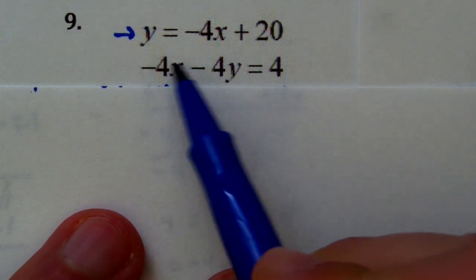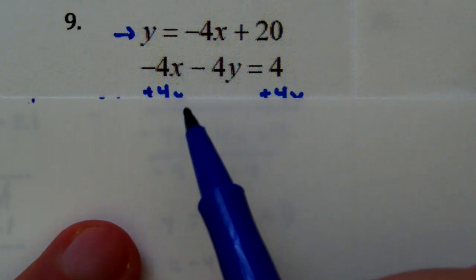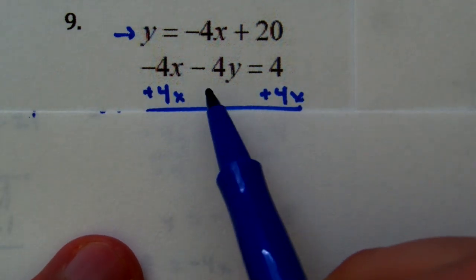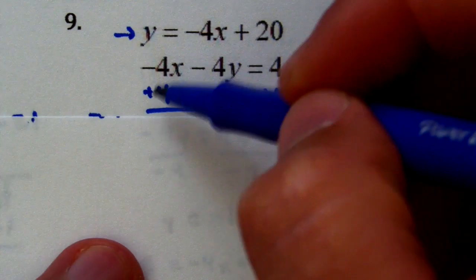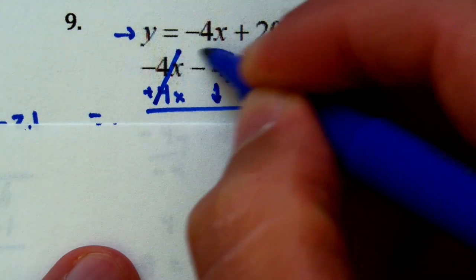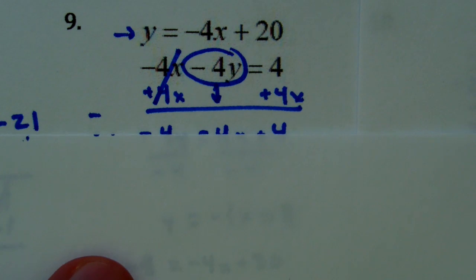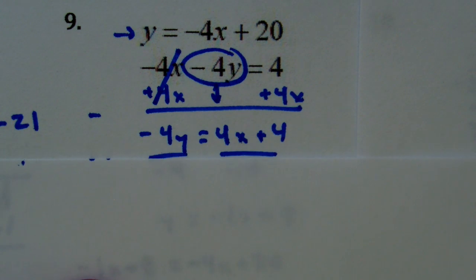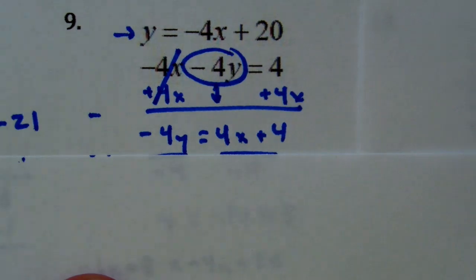So we've got to move the term with the x first. We move a minus 4x by adding 4x. Whatever we do to one side, we need to do to the other. So we go ahead and cancel that one out. We drop down our negative 4y. We got to make sure we drop the whole thing with the negative in front. Okay? So we're left with negative 4y equals 4x plus 4 because we cannot add 4 and 4x.